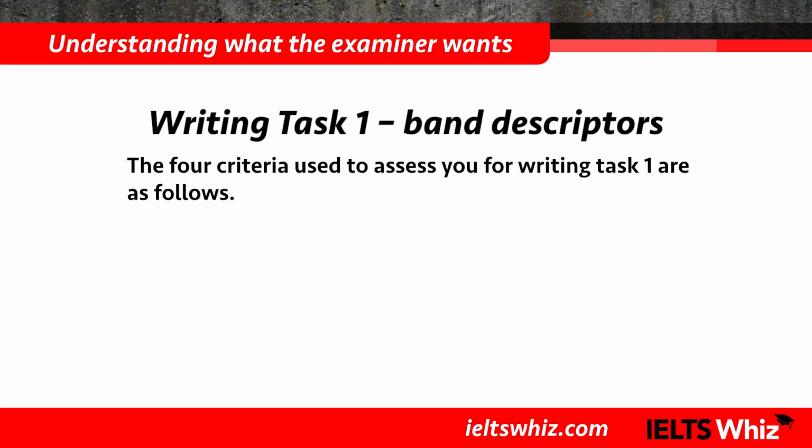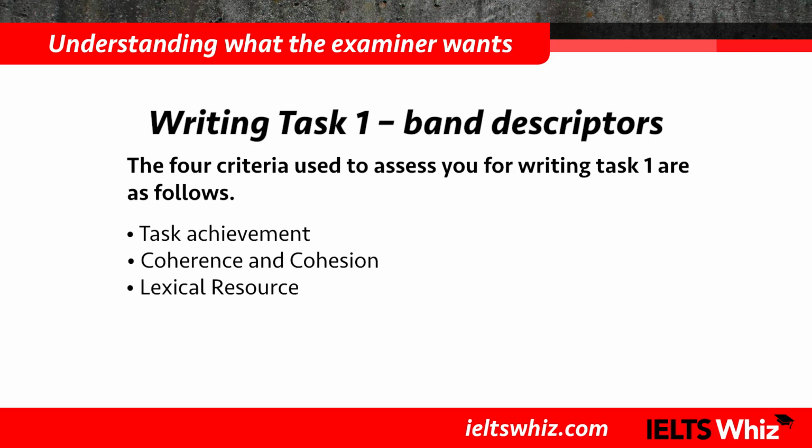There are 4 criteria that the examiners use to assess you for writing task 1. The 4 criteria are firstly task achievement. For task achievement, the examiner is looking at how well you have answered the question. For example, does it provide sufficient detail? Is it accurate? Have you made comparisons? Next, we look at coherence and cohesion. This examines the structure of your answer. Do you use paragraphing effectively? Is there logical grouping of ideas? Are linking words used effectively?